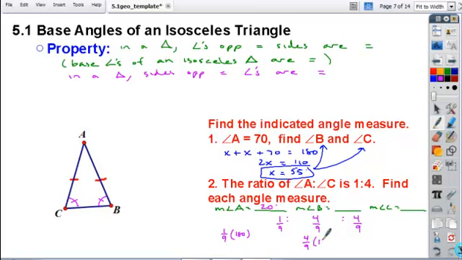Angle B is 4/9 of the whole. So again, 9 goes into 180, 20 times 4 is 80. And then C and B are equal in measure, so that would also be 80.